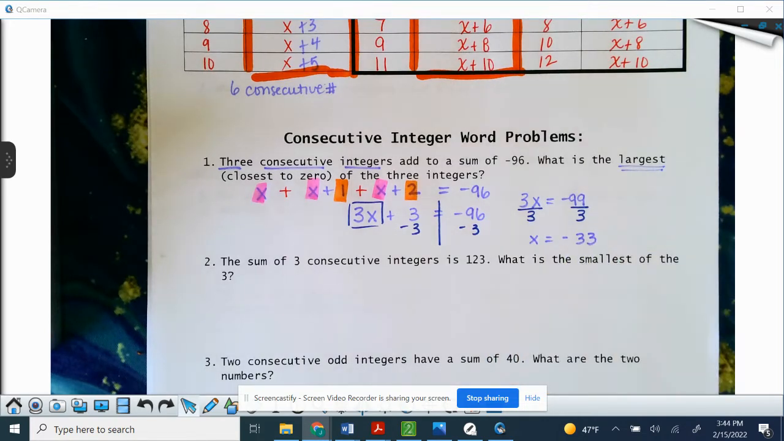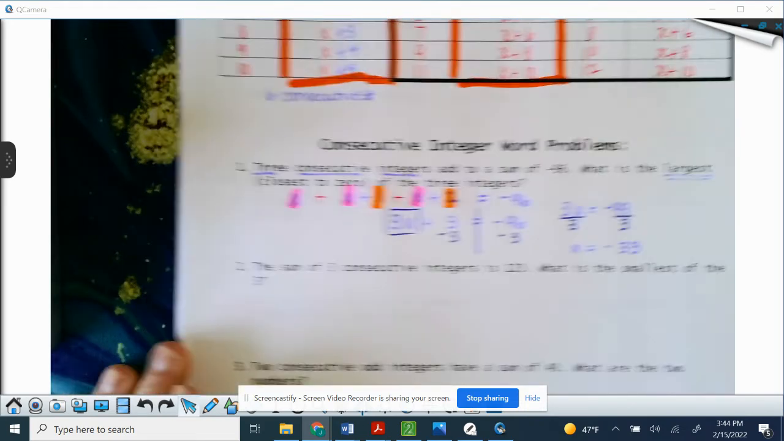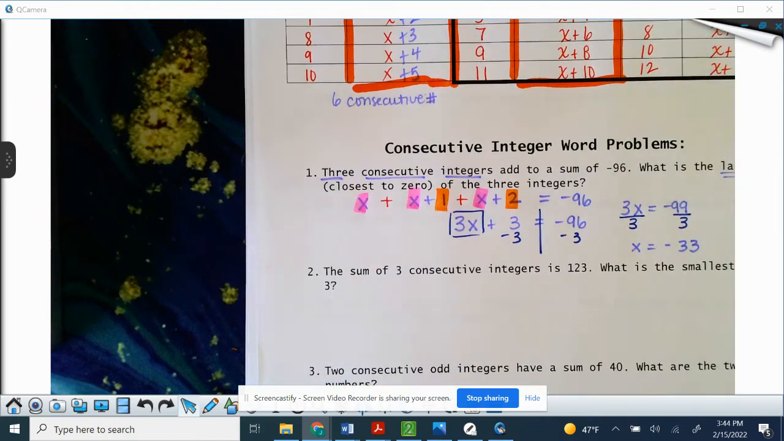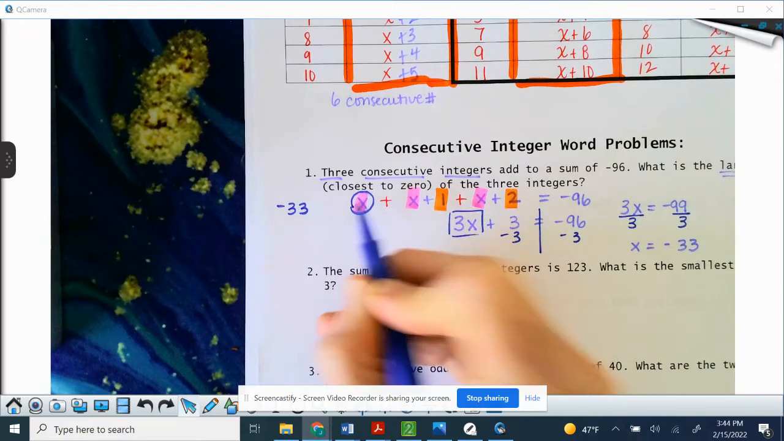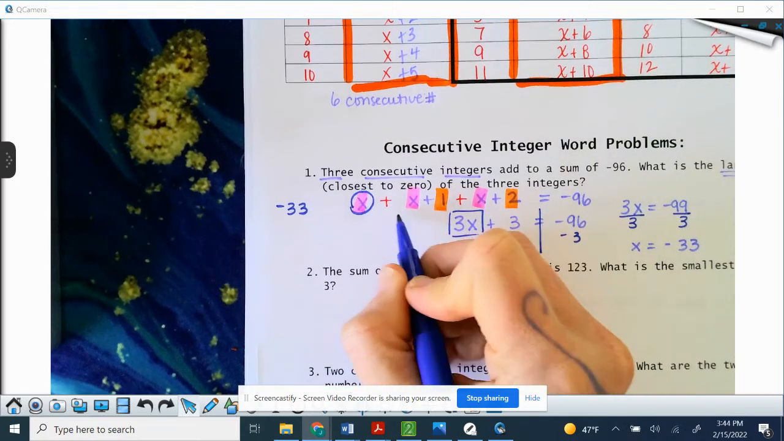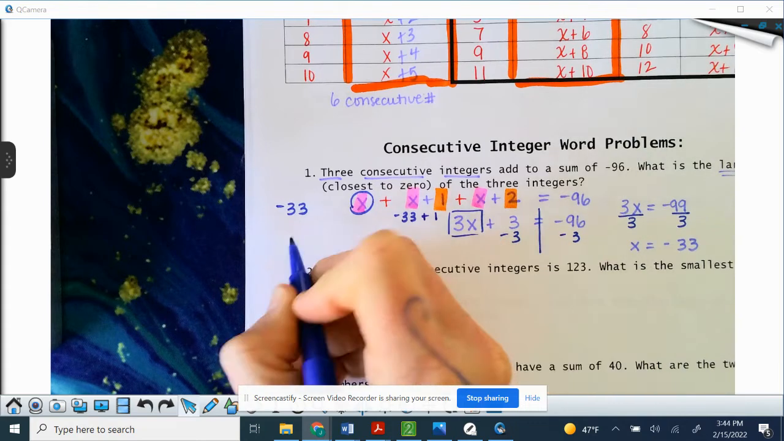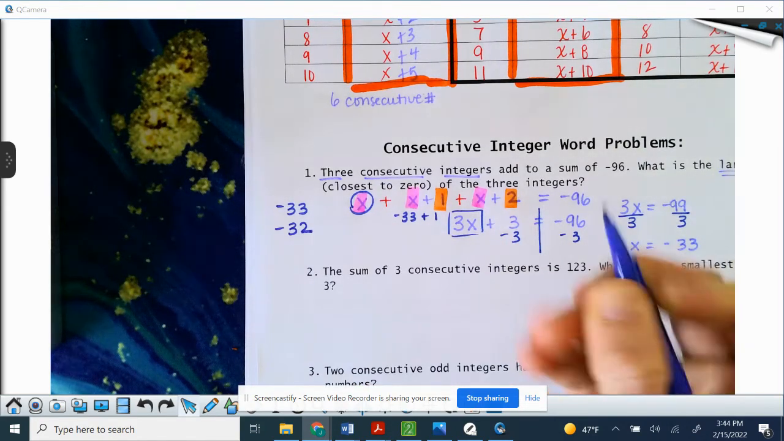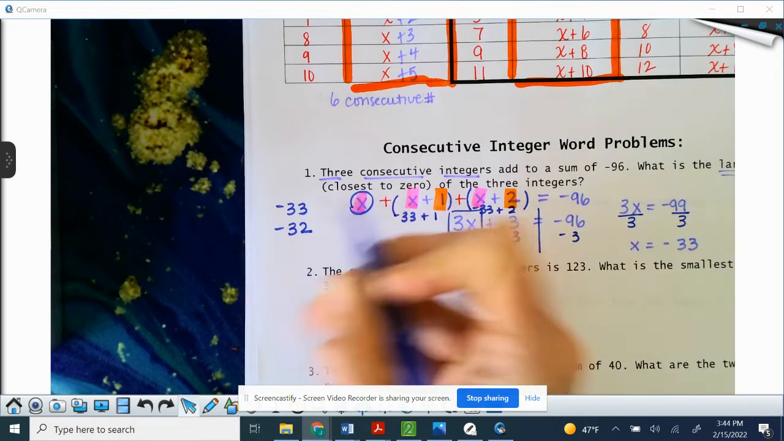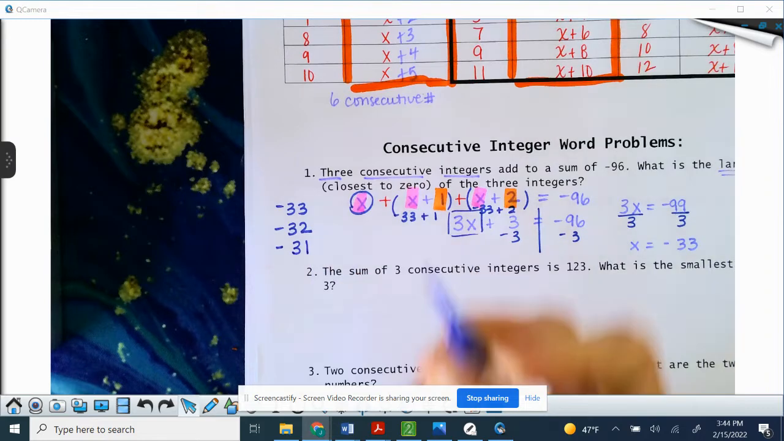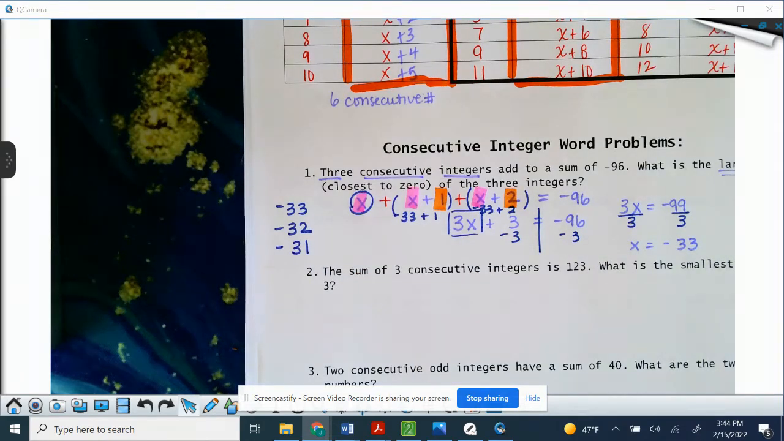Now, we have 3 consecutive integers. In this case, it says what is the largest, but it's good practice to know what the 3 are. So our first one is negative 33. That's our x value. Then if I add 1 to that, negative 33 plus 1 is going to be a negative 32, right? And then negative 33 plus 2, because that's my third integer, is going to be a negative 31. So be careful, it's not 34 or 35 because we're adding to a negative number, so the number itself gets smaller. It's actually larger because it's closest to 0.